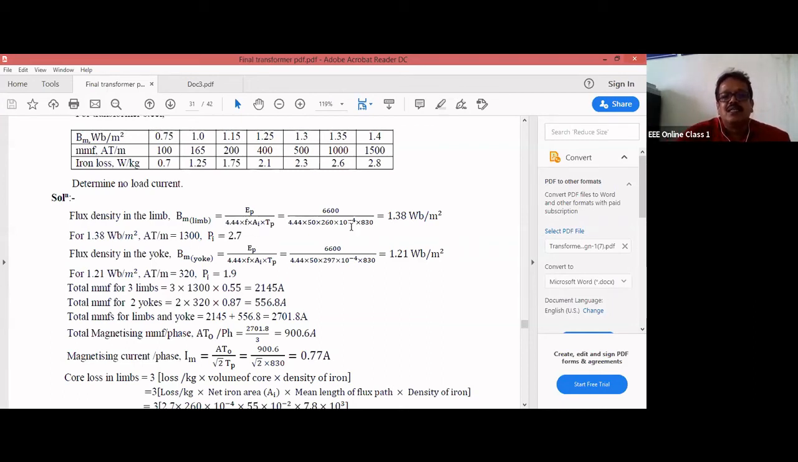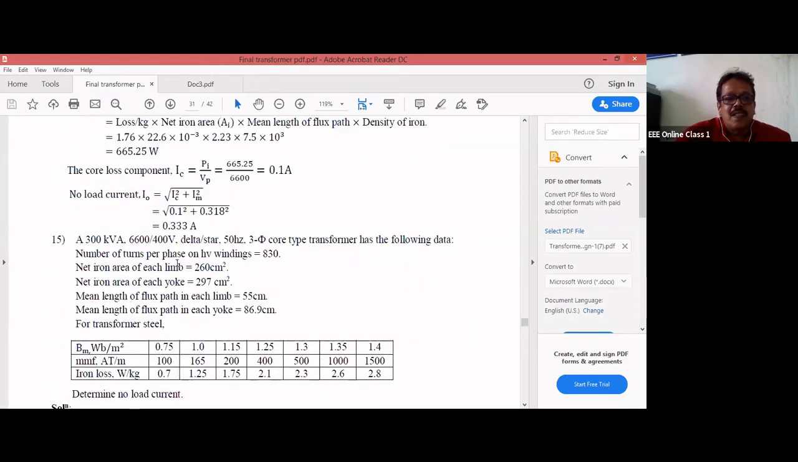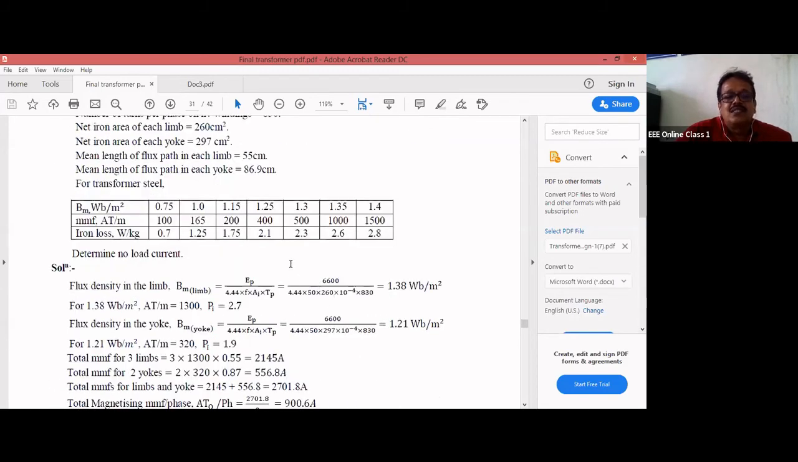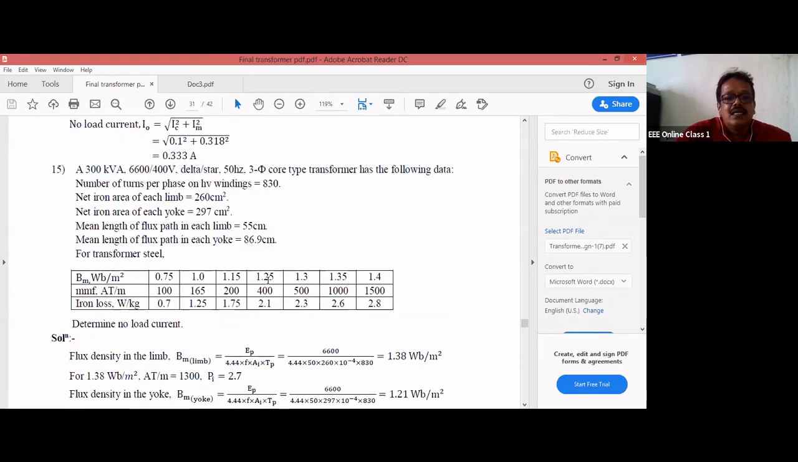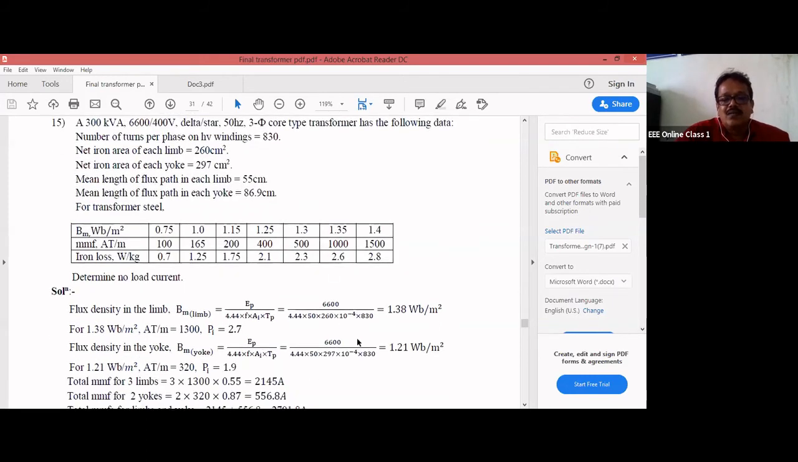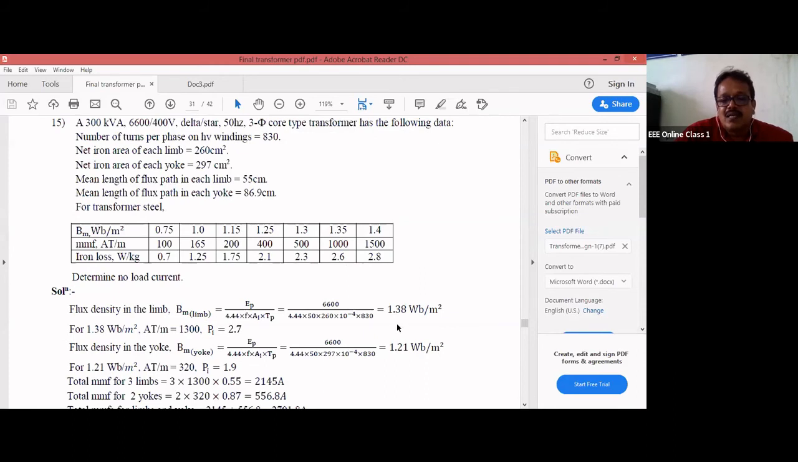Substitute the values here. AI is directly given in the problem: net iron area of each limb, 260 centimeter square, converted to meter square by 10 power minus 2. The number of turns of HV is given as 830. So what you get here is 1.38 Weber per meter square. Now come back to the table; I think you have done the same thing in the previous problem.